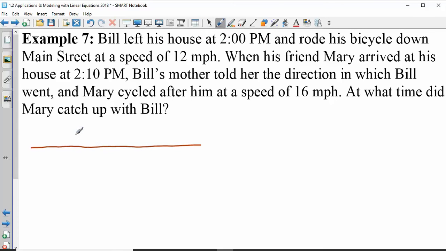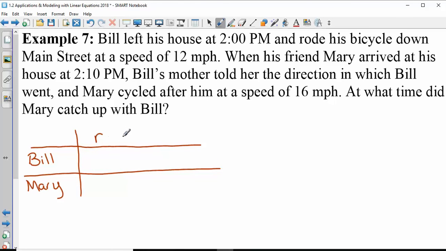So we're still talking about this distance. We have our people here, Bill and Mary. Put your formula across the top. Rate times time equals distance. Okay, so we know that Bill rode 12 miles per hour, so that's his rate. We know Mary rode 16 miles per hour, so that's her rate.